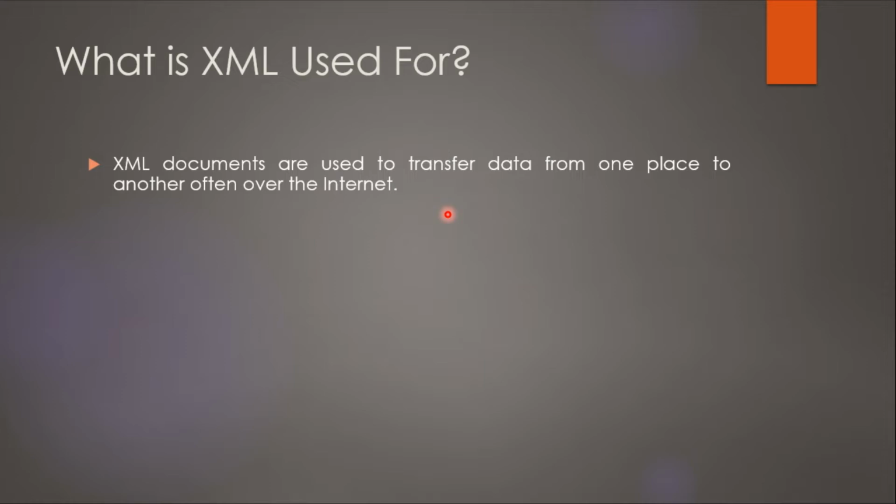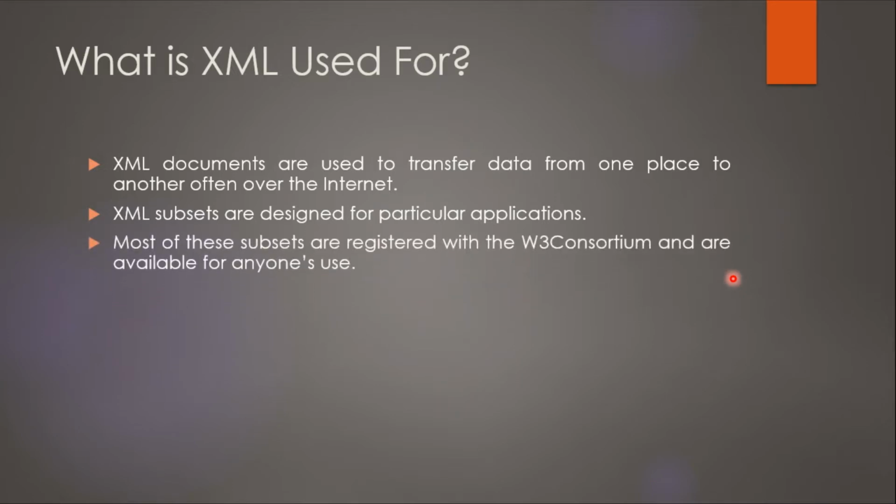Now, what is XML used for? XML documents are used to transfer data from one place to another place, often over the internet. XML subsets are designed for particular applications. Most of these subsets are registered with the W3 consortium and are available for the users.